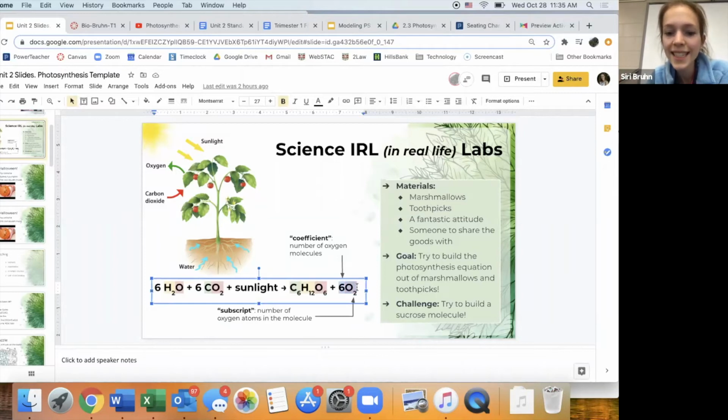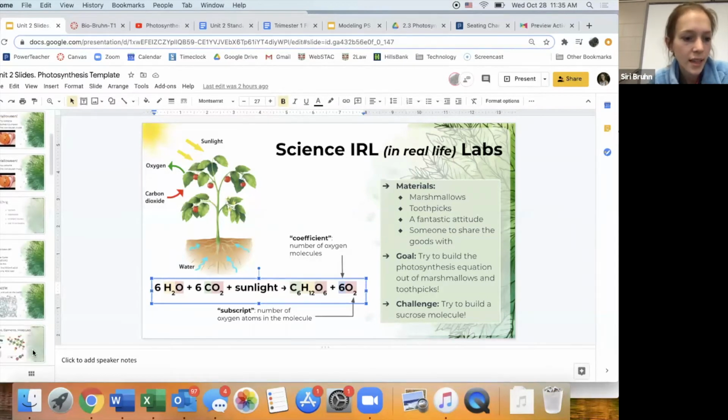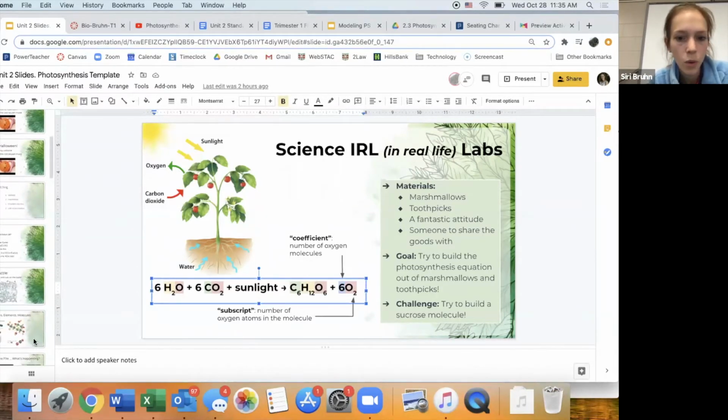So altogether, how many oxygen atoms are there? 12, yeah. So it's kind of like saying I have pairs of shoes, but I have 6 pairs. So I've actually got 12 shoes. So that's a little bit more on that.